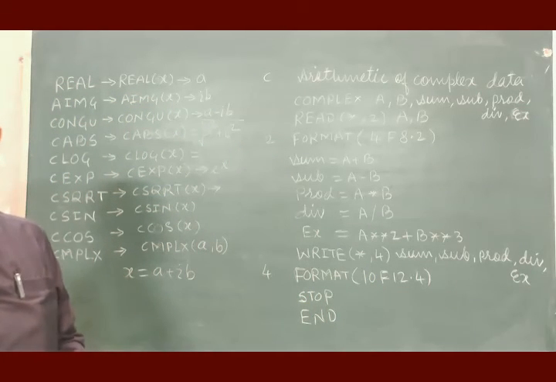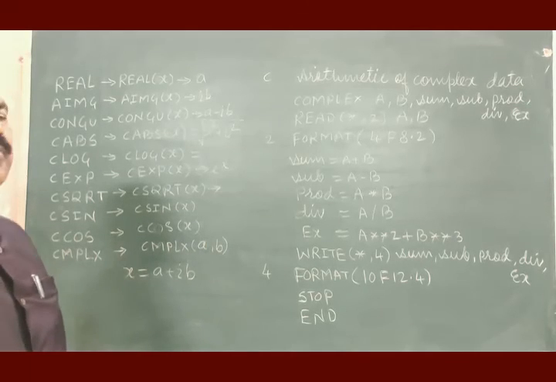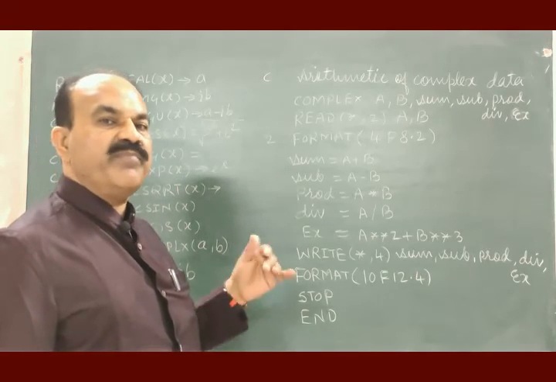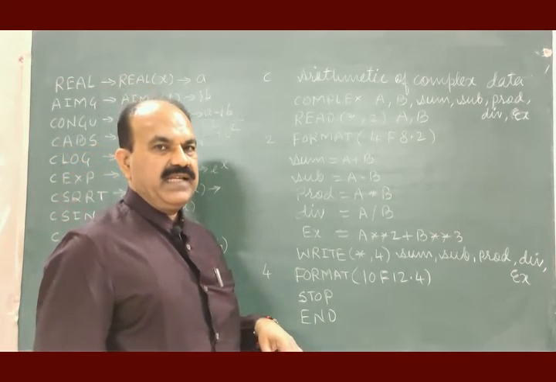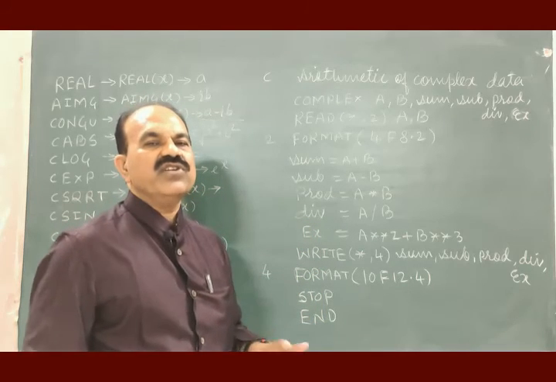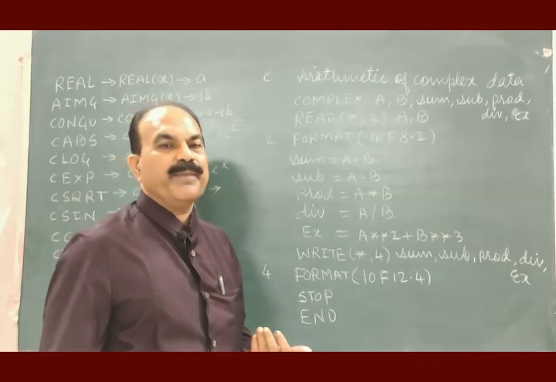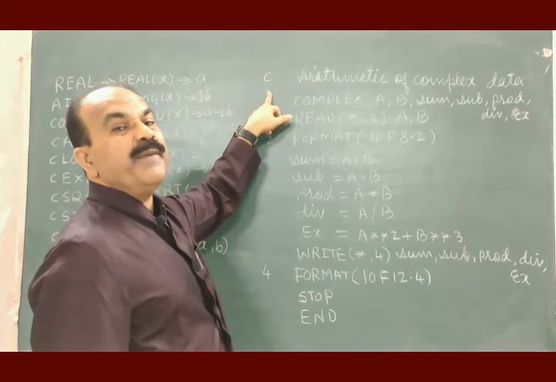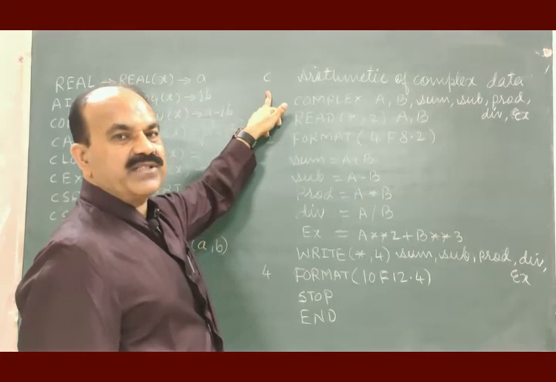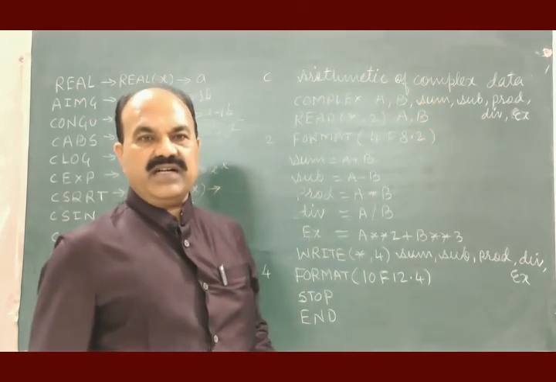This is a small program for complex data. Let me explain how this program is written and for what purpose it is written. This program is written for the purpose of arithmetic of complex data or complex numbers, which is written in the comment. C is for comment. What is the comment? Arithmetic of complex data.